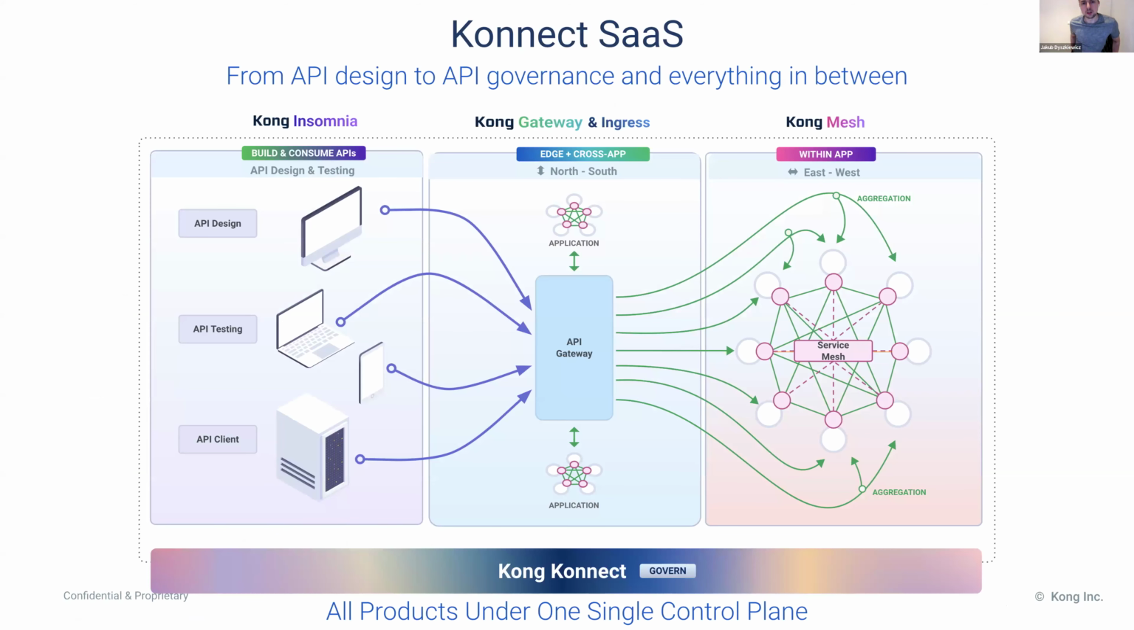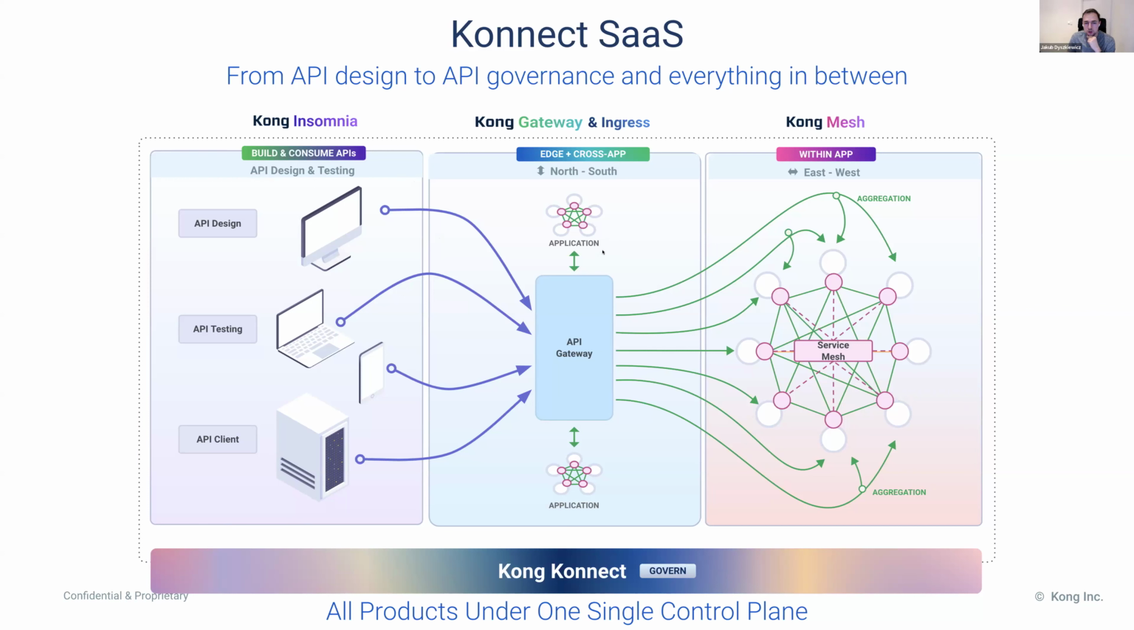Now, Kong Mesh is also a part of a bigger story of our SaaS offering at Kong. So with Connect, we have the end-to-end connectivity story for your API. First, you start with your API design and you want to test your API, right? So that's the first part. You can use Kong Insomnia for this.